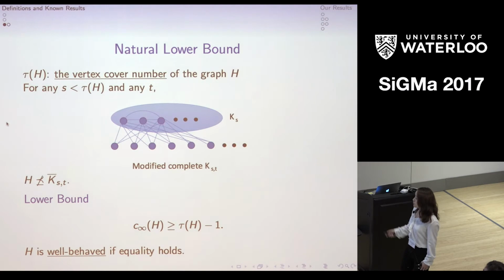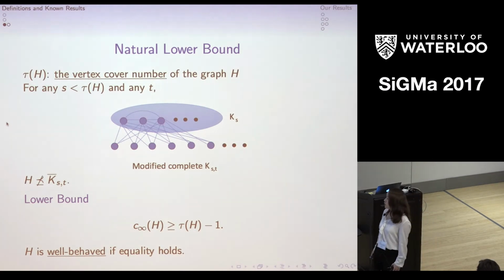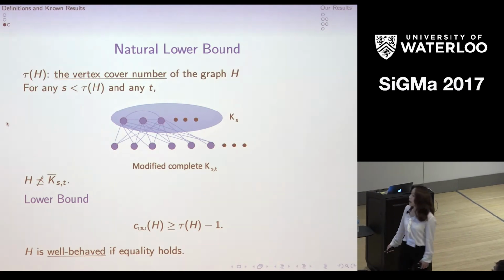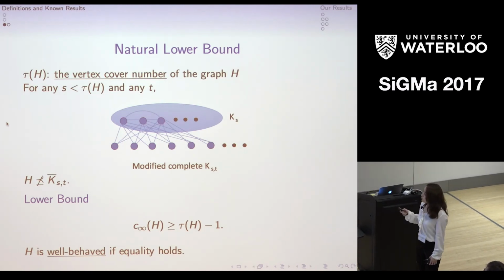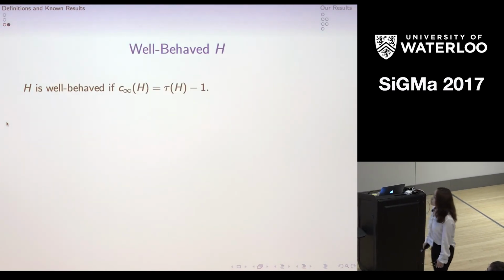So the natural lower bound would be c infinity of H is always greater than or equal to tau of H minus 1, and we call H well-behaved if equality holds. So let's go back to what we've done.